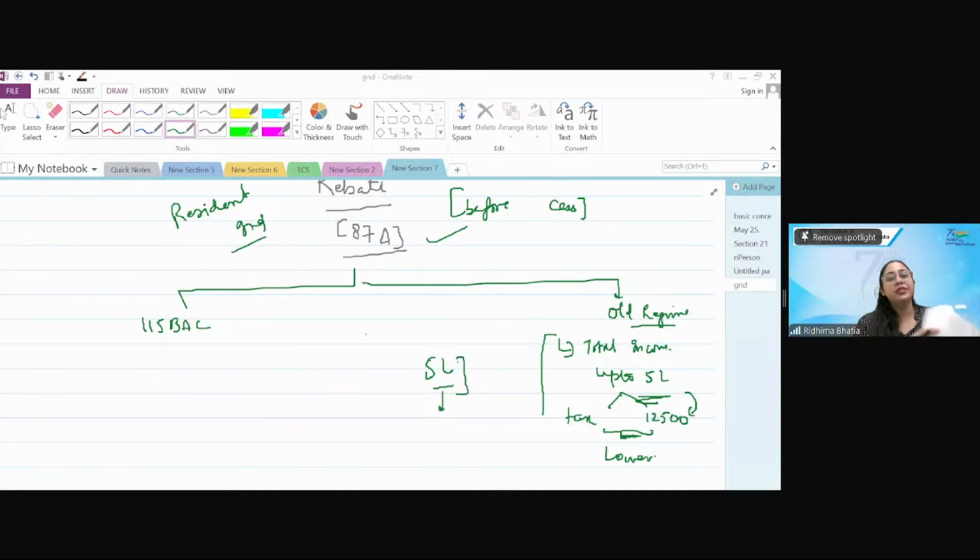Yes, even if there is a special income, still you can deduct 12,500. Up to an income of 5 lakh, where 5 lakh means there's special income, and 5 lakh means there's normal income, you can get a rebate of 12,500 except on 111A income.